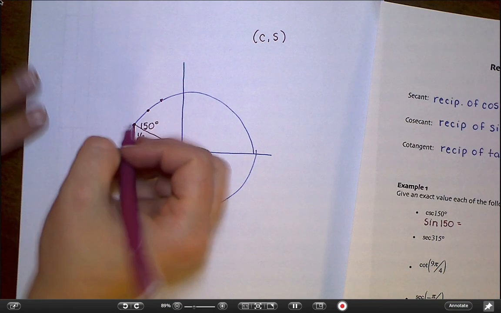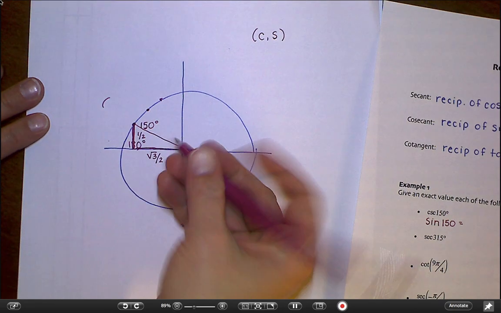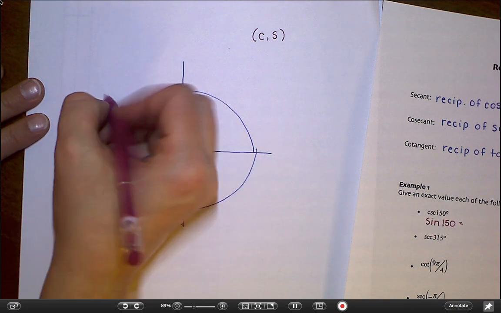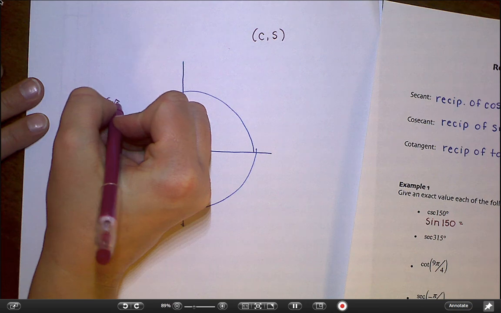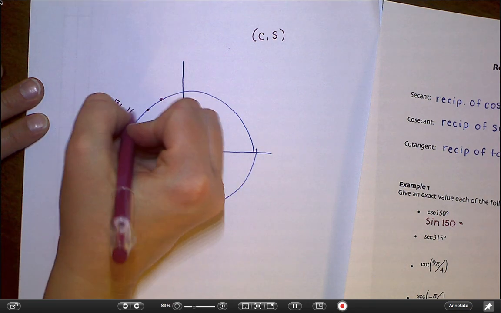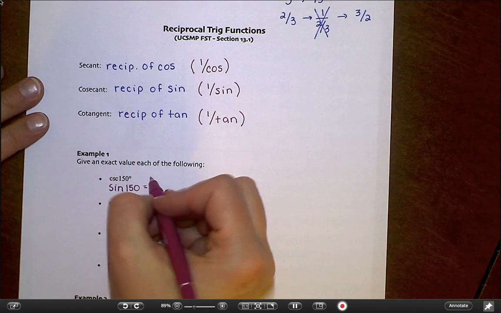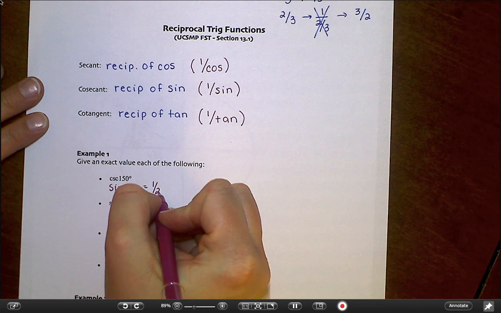So just to jot down my coordinate here, I know I labeled this square root of 3 over 2, but it's in a negative direction. So my x coordinate would be negative square root of 3 over 2. My y coordinate would be positive 1/2. And the y coordinate's what I really care about. So sine of 150 is positive 1/2.